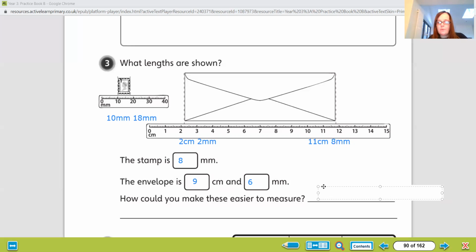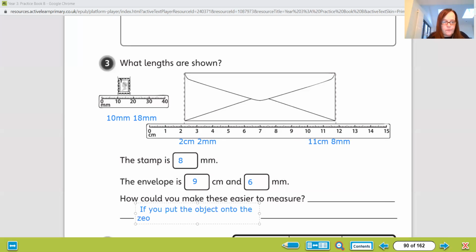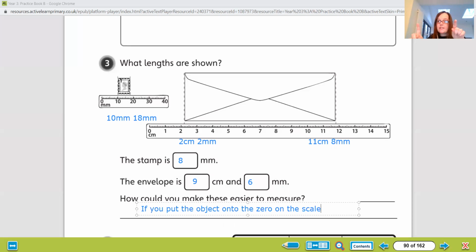Well, I think we know that, don't we? It would be easier to measure if you put the object onto the 0. Put the object onto the 0 on the scale. Because then you're just looking at the number that it lands on, like we did yesterday.